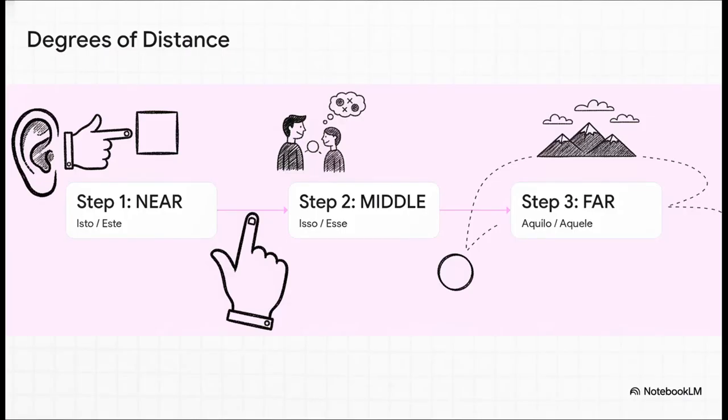Portuguese basically organizes the world into 3 zones based on how close things are to the speaker. You've got step 1, things that are near, using words like isto or este. Then you have step 2, the middle ground, for stuff that's maybe near the person you're talking to or something you just mentioned. That's isso or esse. And finally, step 3 is for everything that's far from everyone. And for that, you use aquilo or aquele. Let's see how this little map solves our big puzzle.